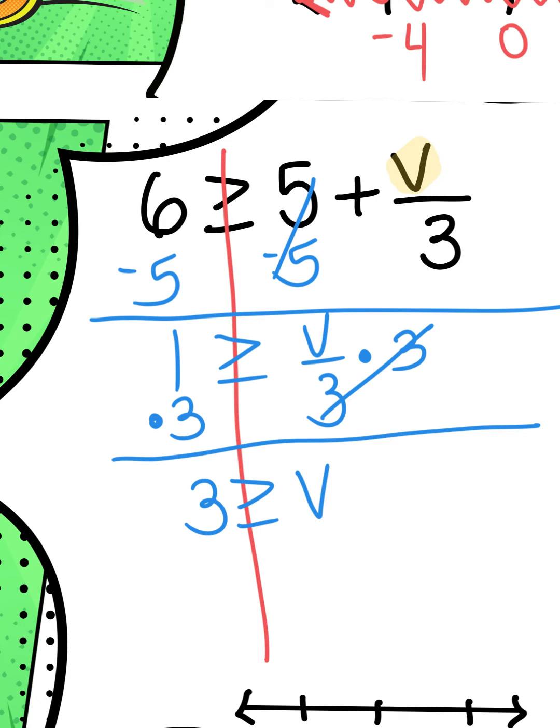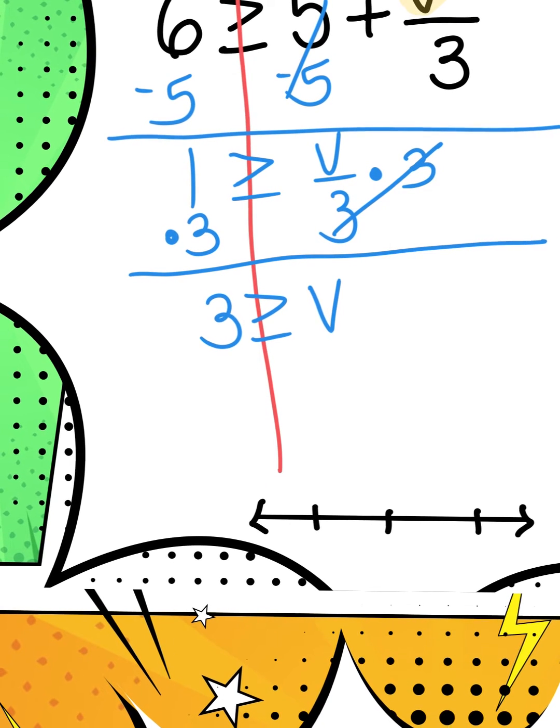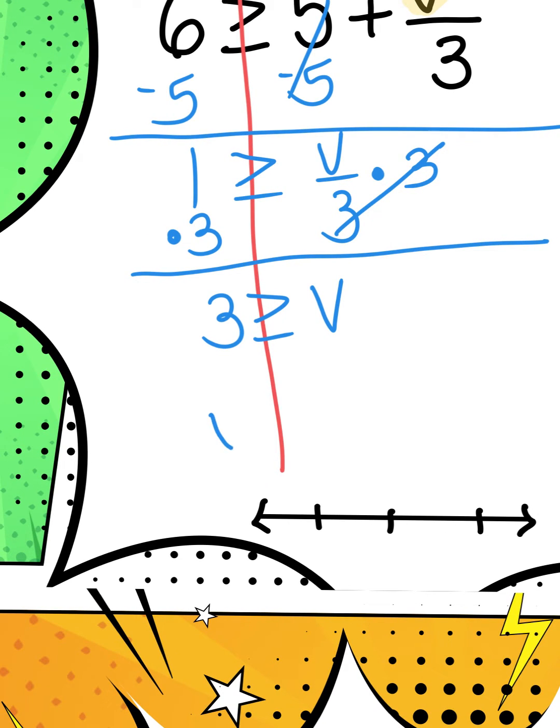But I wasn't solving for 3. I was solving for V. So I need to rewrite this. I need the variable in front. Now, if you think about the alligator mouth, you could see the alligator mouth is eating the 3. So when you rewrite this, it still has to eat the 3. So basically it does flip because the variable was in the wrong spot.